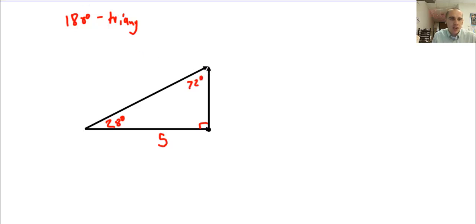Whoops, I'm pretty sure I just did my subtraction wrong. That's a 62-degree angle. So we'll change that. That's a 62-degree angle. Now, I've got my two angles, which is good, but I still need to get my sides.